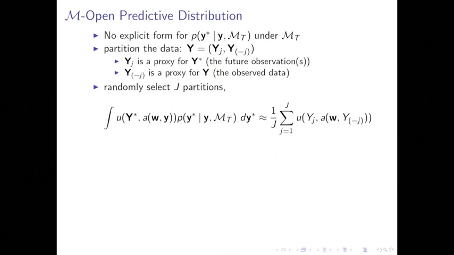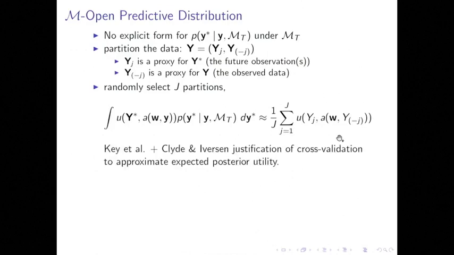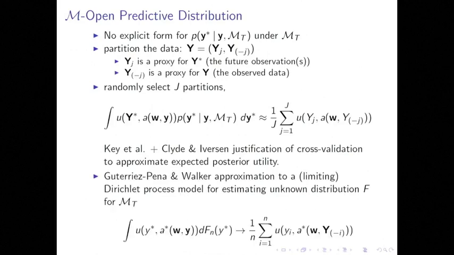Okay, and so this idea of cross-validation, or k-fold cross-validation, could be used to approximate our expected loss here, or our expected utility. And so again, the idea is to use cross-validation as a way to justify these leave-out samples to approximate this posterior expected utility under this M-open perspective.